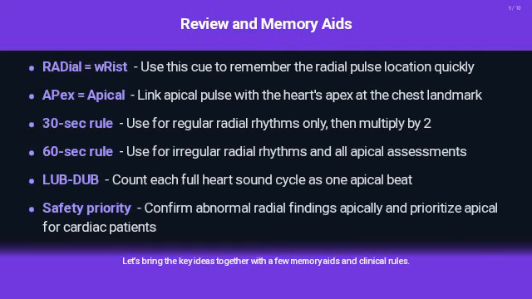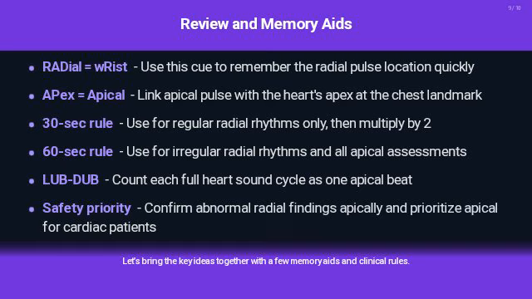Let's bring the key ideas together with a few memory aids and clinical rules. First, remember radial equals W wrist. That helps you quickly connect the radial pulse with its peripheral wrist location. Next, apex equals apical, reminding you that the apical pulse is taken over the apex of the heart at the left fifth intercostal space along the midclavicular line.